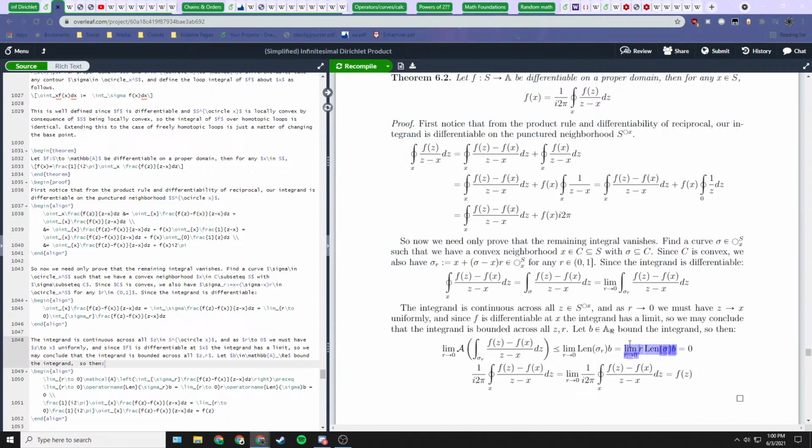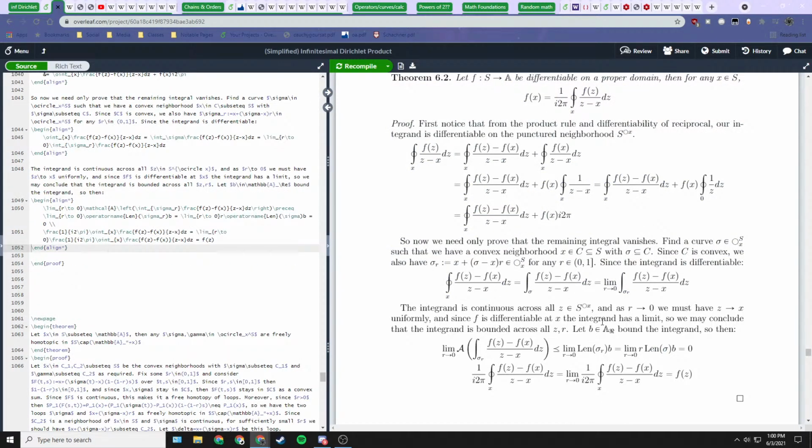Actually, this is a little extra. We don't really need to do this. What we can actually say is the integrand converges uniformly to, we can say actually it is continuous across all z in the set, and as r goes to 0, it must converge uniformly to f prime of x.